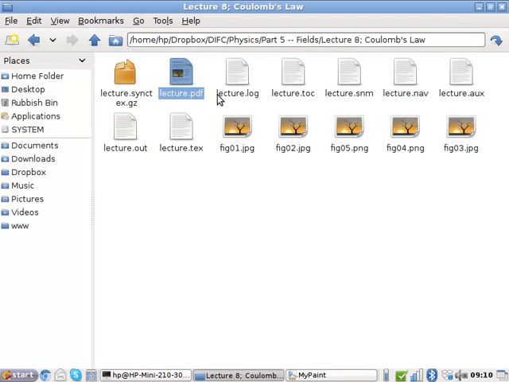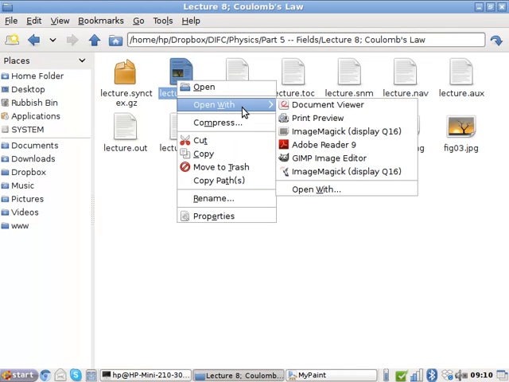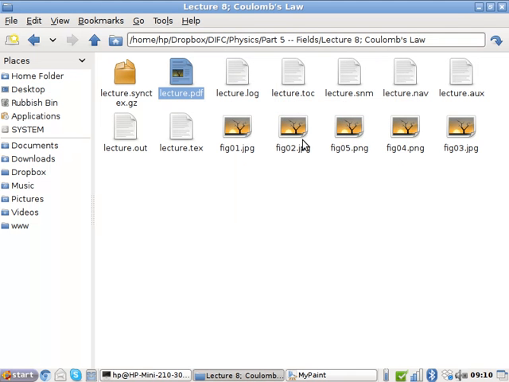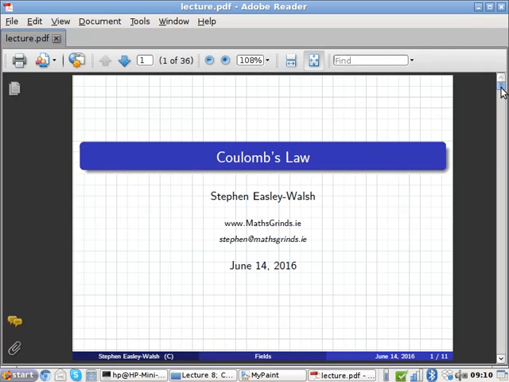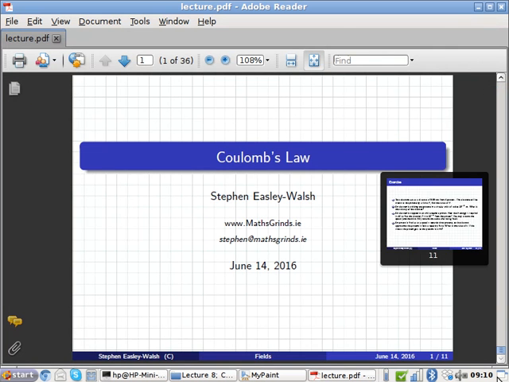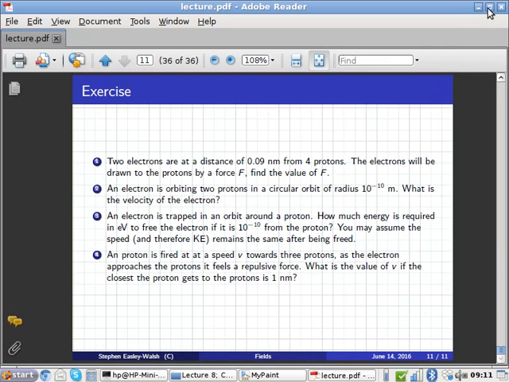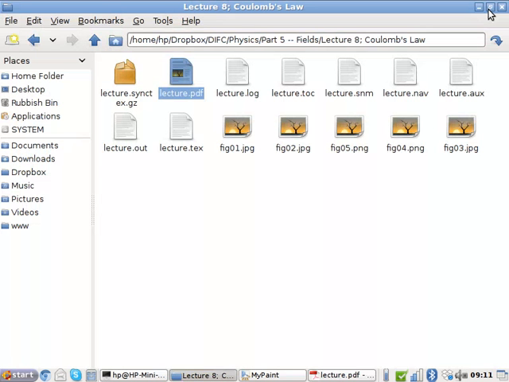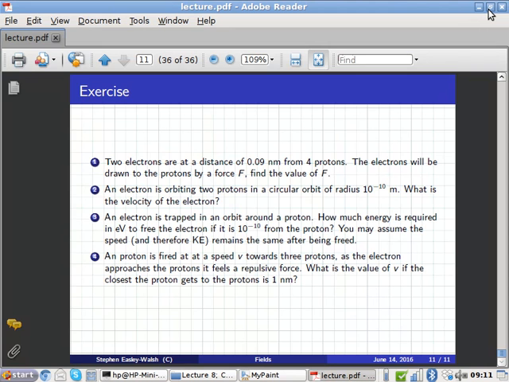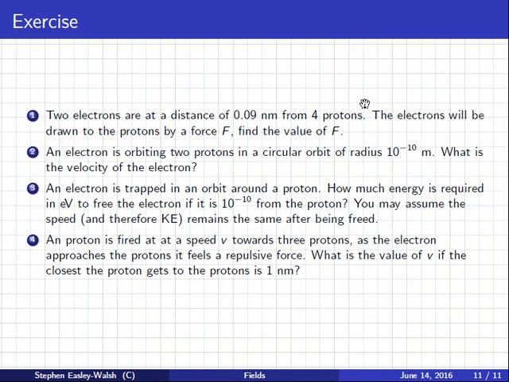Let's have a look now at the physics here. We're looking at the physics first, the questions from yesterday. Okay, first one. Two electrons are 0.09 nanometers from 4 protons. What is the force between basically 4 protons and 2 electrons?